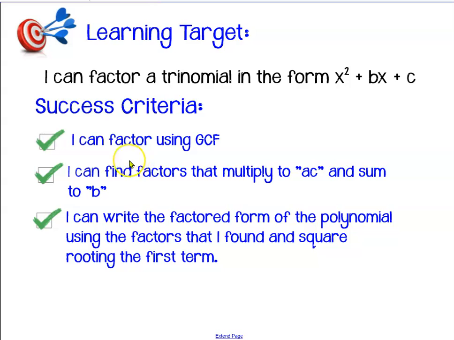In order to do that, you need to make sure that you can always factor out a GCF before you even begin, and that you can create your own diamond pattern by finding factors that multiply to the number in the A position times the number in the C position, but also have a sum of the number in the B position. Now remember, we get those diamond pattern numbers right from our trinomial. And the last is that you can write the factored form of the polynomial using those factors that you found and square rooting the first term.